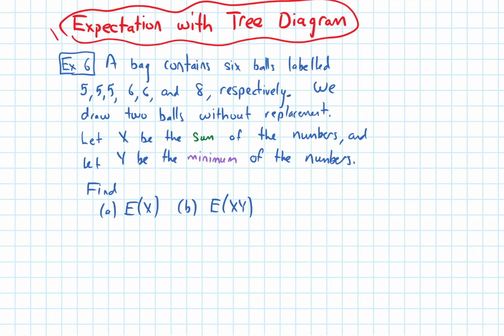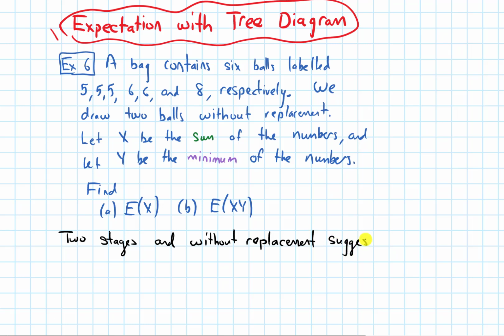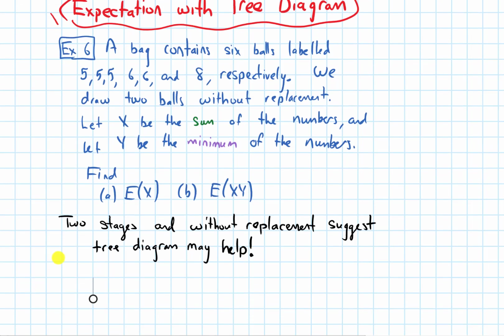So there's more than one way to do this question, but the fact that there are 2 stages, picking a first ball and picking a second ball, and the fact that we're doing this without replacement, suggest that a tree diagram may help. So that's definitely going to be one way to go here. So I'm going to work this out using a tree diagram.